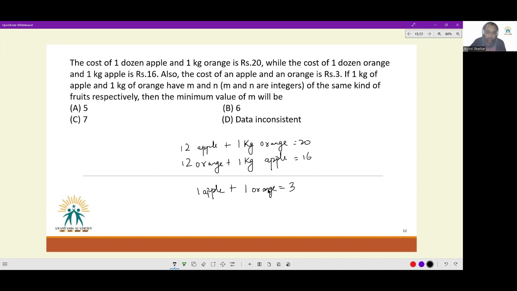Now, if I multiply this equation, the last one, by 12, I will get 12 apples plus 12 oranges is equal to 36. And now if you combine the first two, what we get is 12 apples plus 12 oranges plus 1 kg apple plus 1 kg orange.